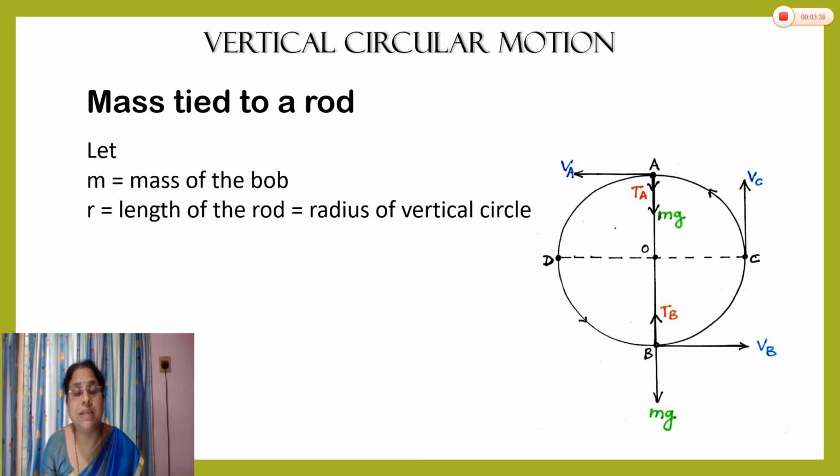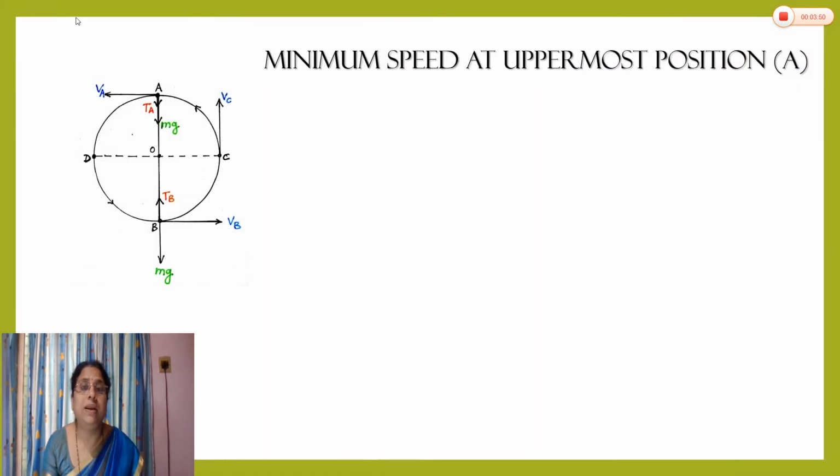And we can apply the same mathematics as we use in the case of string and find the different velocities and the tension at different positions. So first we find the minimum speed at the uppermost position A. See here in this diagram, at the uppermost point A, the tension TA is acting vertically downward. The weight mg is also acting vertically downward, and we consider VA is the minimum speed at this point A.